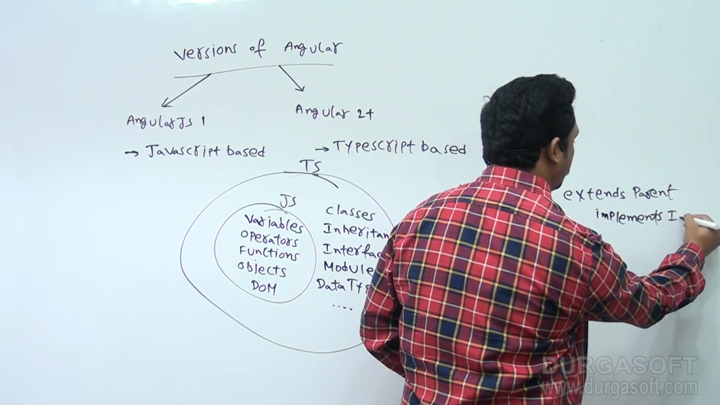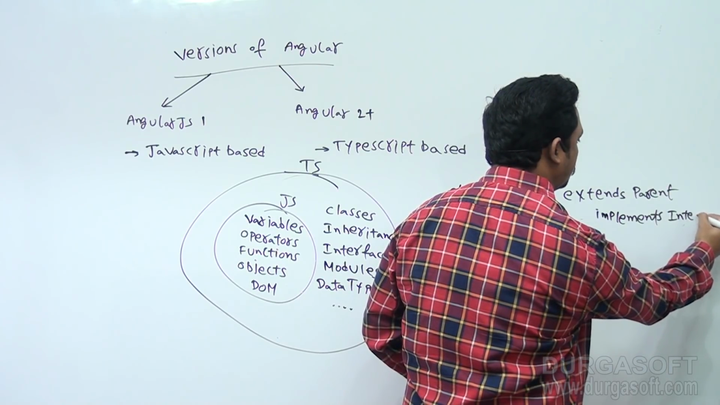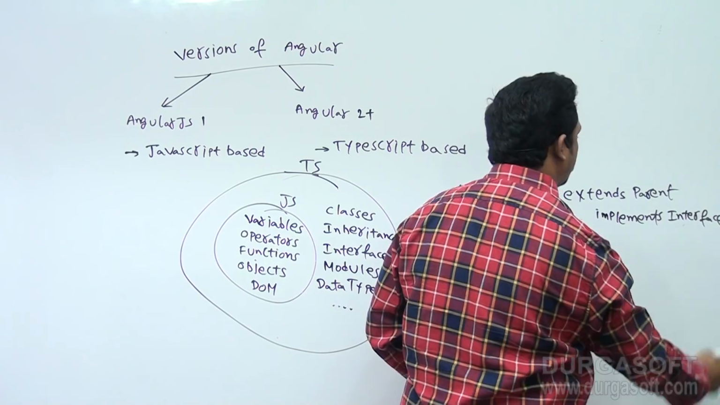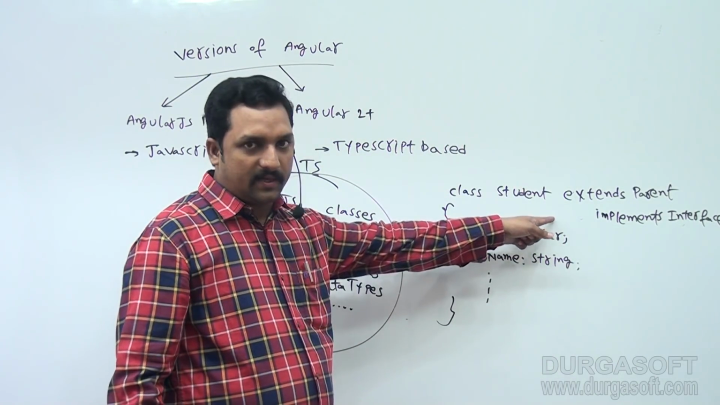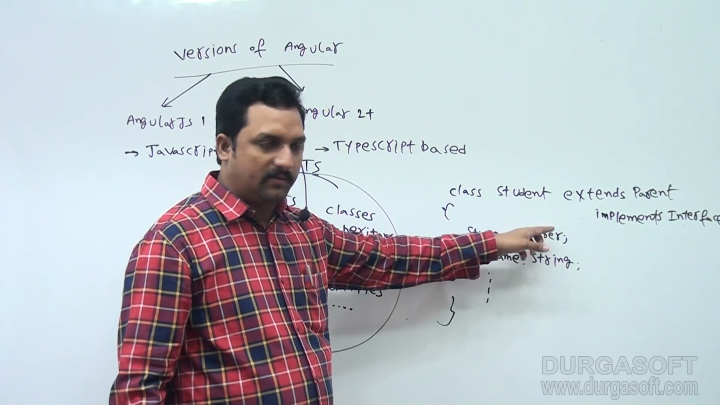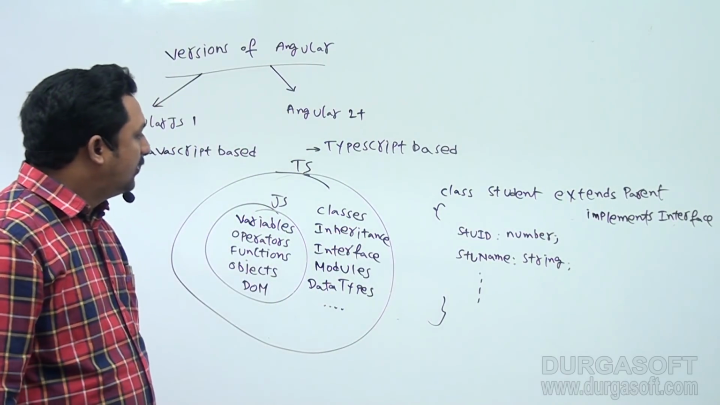Implements interface name. Okay, so the extends keyword is used to create a child class. Okay, that's different, just leave it. Okay, now just come back.